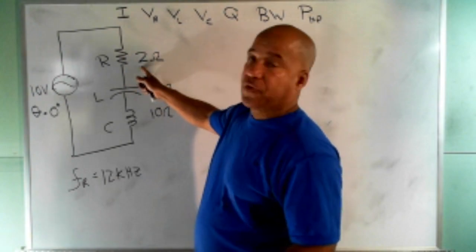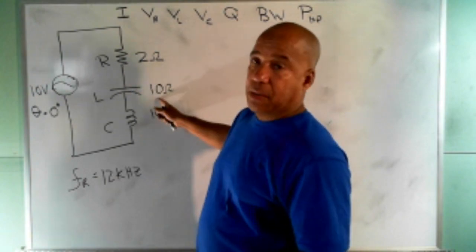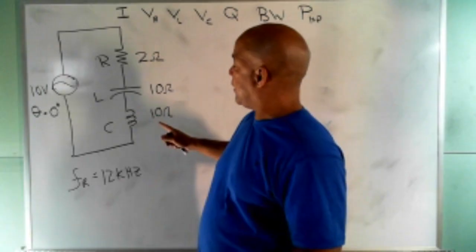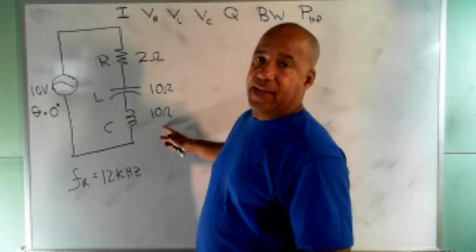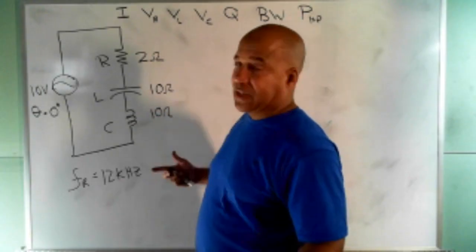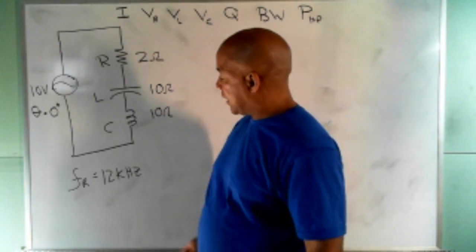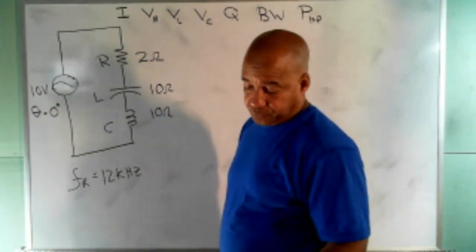They give you 2 ohms for R. They give you 10 ohms for XL. They give you 10 ohms for XC. These two got to be the same because they tell you you're at resonance. They give you a resonant frequency of 12 kilohertz.